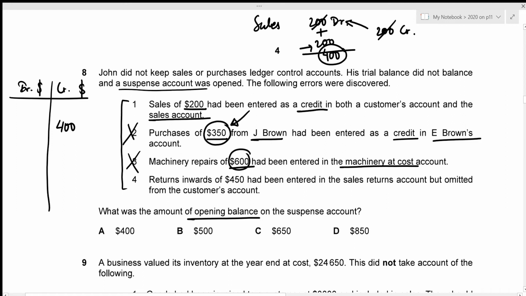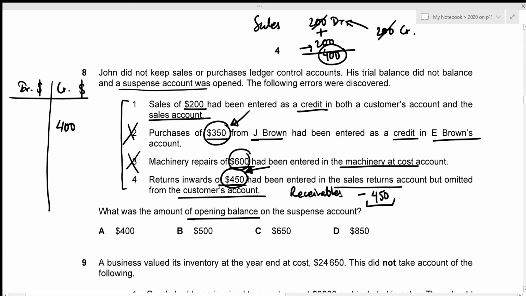Then the fourth one is that there is returns inwards of 450, which have been entered in the sales returns account, but omitted from the customer's account. So when the customer already returns this goods, this just means that customer does not have to pay 450 anymore, right? So the receivables account should be deducted by the amount of 450, which is equivalent to the goods returned. And this has not yet been recorded in the customer's account, which means that we are still expecting the receivables of 450. So we can term it as an overstatement of trade receivables.